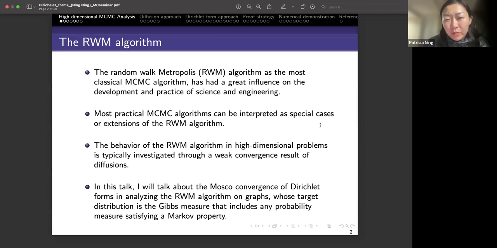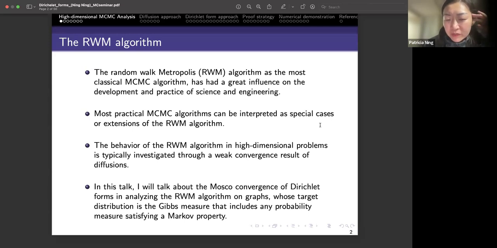The random walk Metropolis (RWM) algorithm, in short, is the most classical MCMC algorithm, and has had a great influence on the development and practice of science and engineering. Most practical MCMC algorithms can be interpreted as special cases or extensions of the RWM algorithm. The behavior of the RWM in high-dimensional problems is typically investigated through a weak convergence result of diffusions.